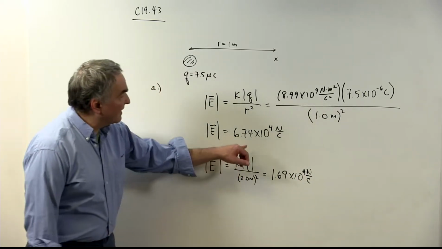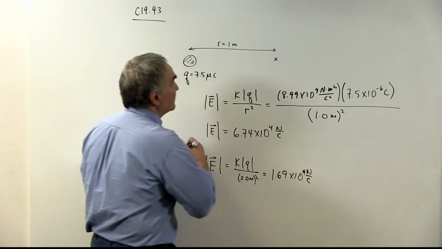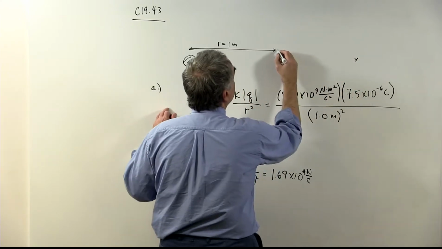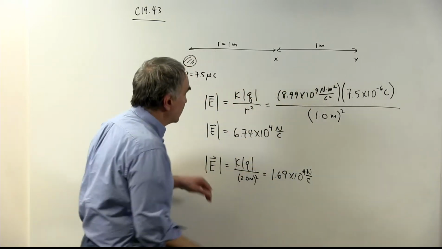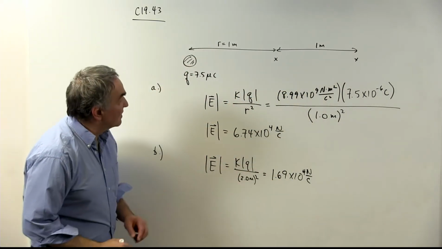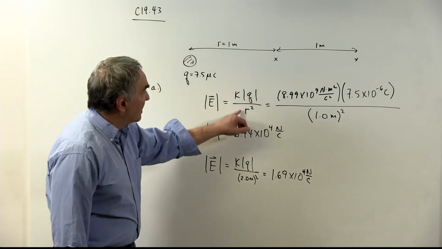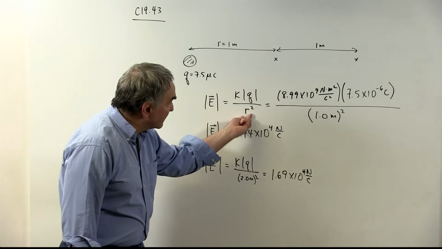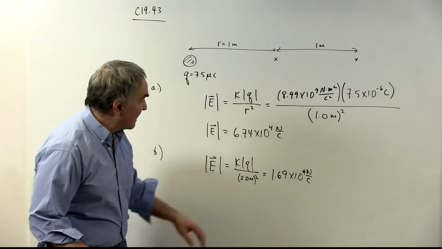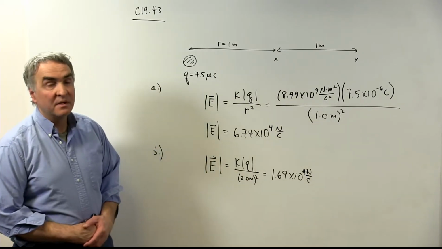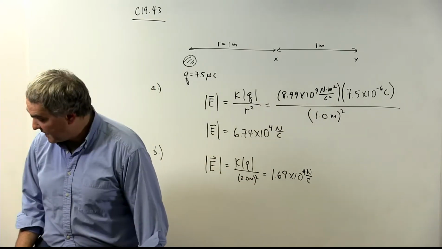Notice one thing, just as I talked about earlier, that we have now doubled the distance. Here is the second one. Here's another 1 meter. So in this case, the r value is 2 meters, and so we expect the electric field to go down by a factor of 4, because we've doubled r, and r is squared, so E should go down by a factor of 4, and that's exactly what happened here. Because 6.74 is 4 times greater than 1.69.